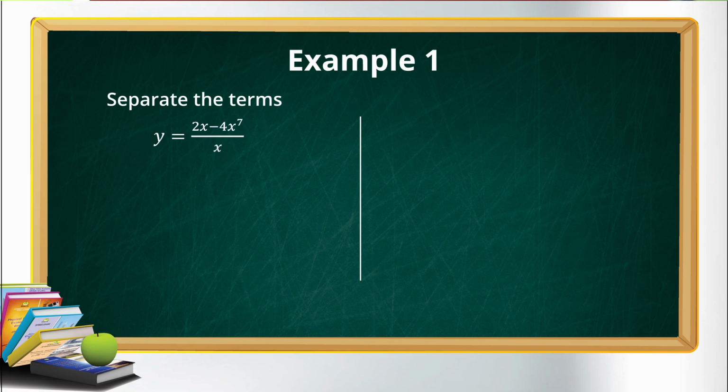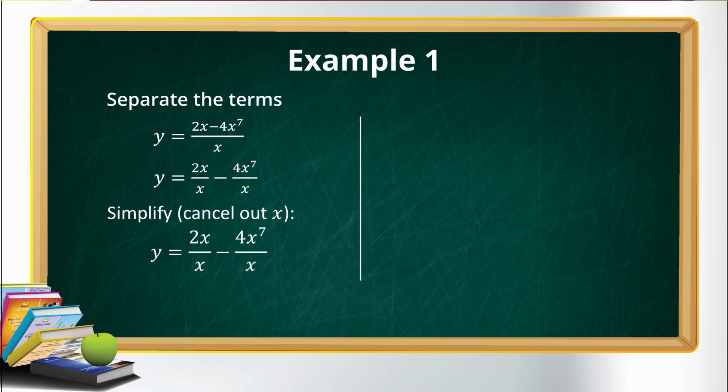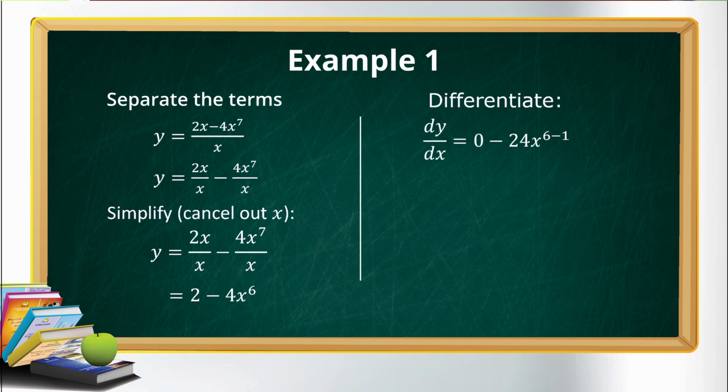First, we separate the terms. They are separated by the minus sign, and each is written with the same denominator x. Now you have y equals 2x over x minus 4x to the power 7 over x. Next, simplify. We do this by cancelling out the x, and 2 minus 4x to the power of 6 remains. Now we differentiate as usual, applying our differentiation laws, which means the constant 2 becomes 0. The exponent of 6 is multiplied by the coefficient, to give the derivative as negative 24x to the power of 5.